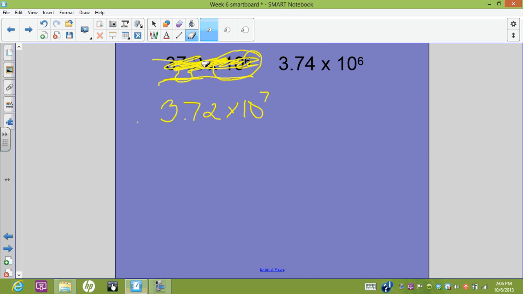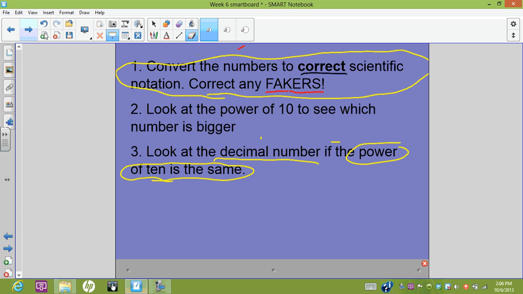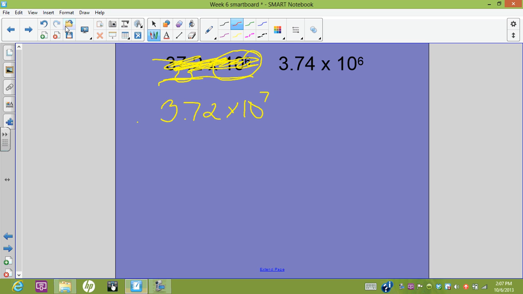So when we do that, step 2 in comparing scientific notation is to look at the power of 10 to see which number is bigger. The one with the larger power of 10 is going to be our larger number, as long as it's written in correct scientific notation, meaning this first number is between 1 and 10.